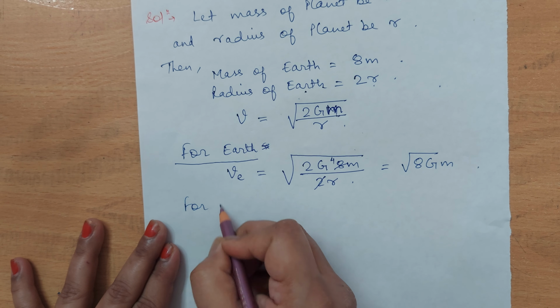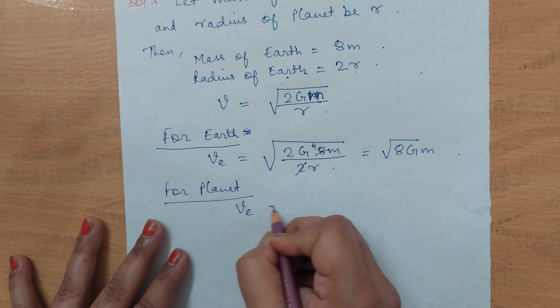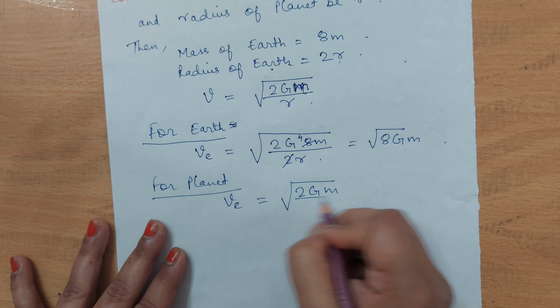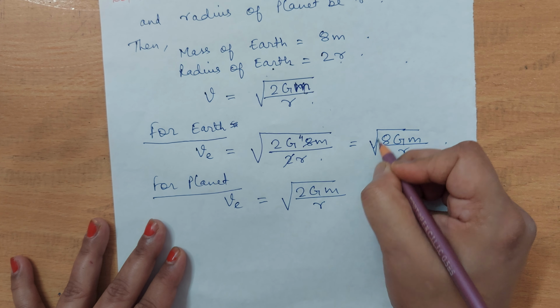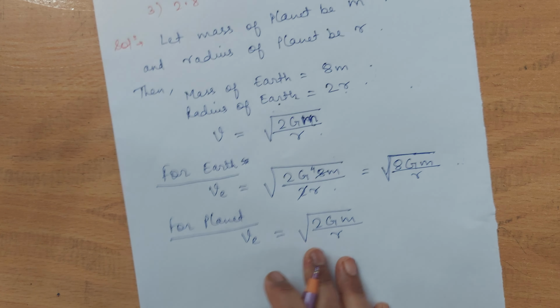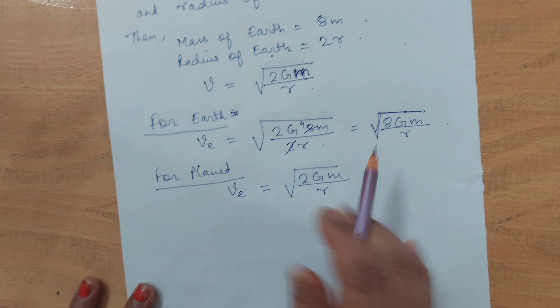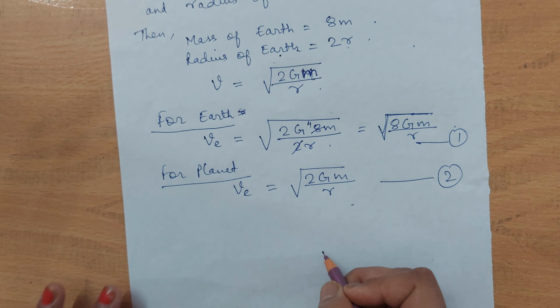For the planet, escape velocity will be root under 2GM by R. Now we have to find the escape velocity for the planet. So this is equation 1, this is equation 2. We will divide these two.